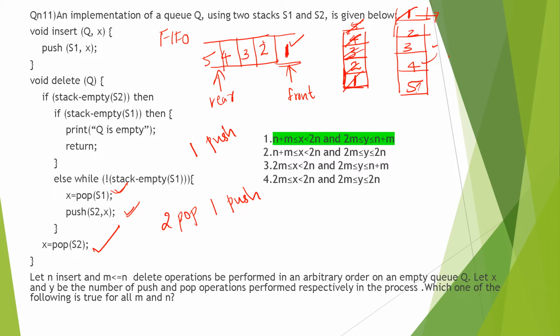Now, let x and y be the number of push and pop operations performed respectively in the process. Which one of the following is true for all m and n? That means n insertions are there in the queue, and m deletions are there in the queue. So, for n insertions, how many pushes and pops are required in the stack, and for m deletions, how many pushes and pops are required in the stack? That is the question. So, let me explain that.